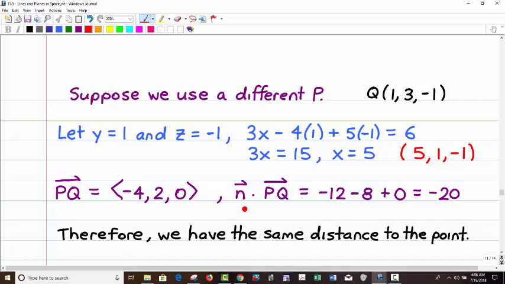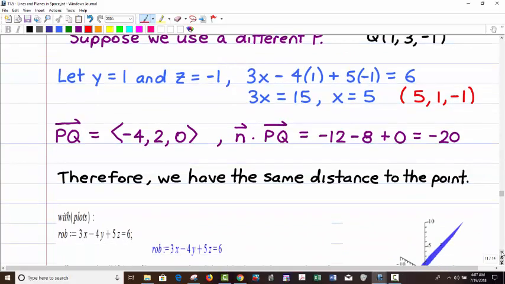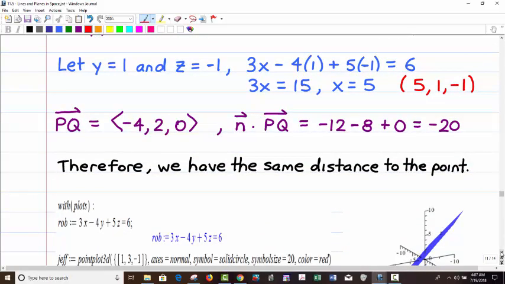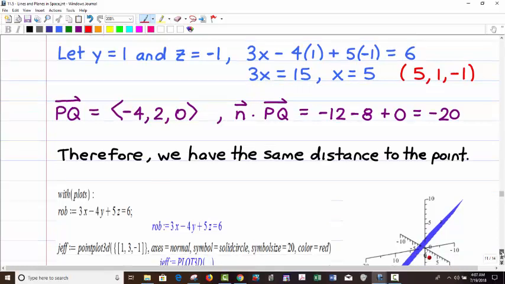So if we dot n with PQ, the coefficients are negative 3, negative 4, and 5. So 3 times negative 4 is negative 12. Negative 4 times 2 is negative 8. And then 5 times 0 is 0. We get negative 20. So then you would still have negative 20 over the square root of 50, so it would be the same answer.